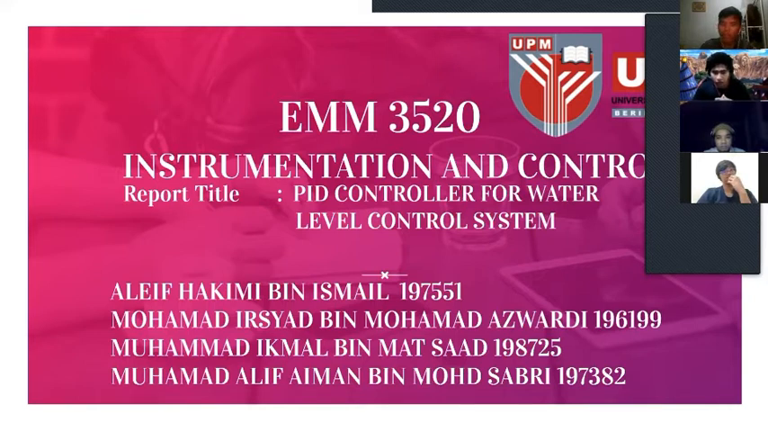Introducing also my teammates, who contributed very much to this project: Muhammad Rishad bin Muhammad Azwadi, 196199; Muhammad Iqmal bin Maksaan, 198725; and Muhammad Alif Aiman bin Muhammad Sabri, whose matrix number is 197382.